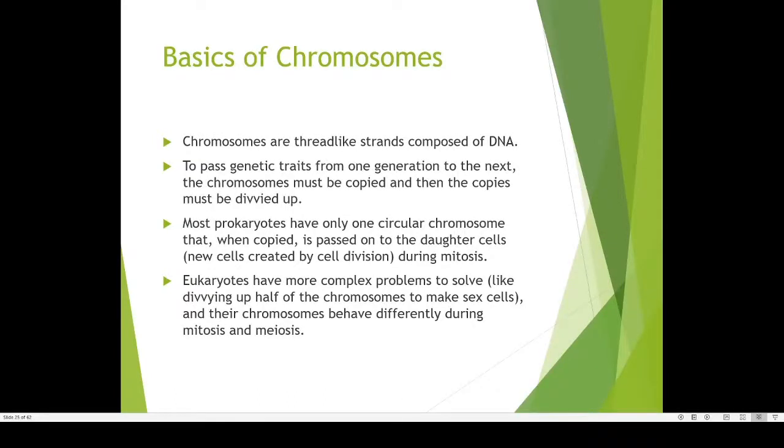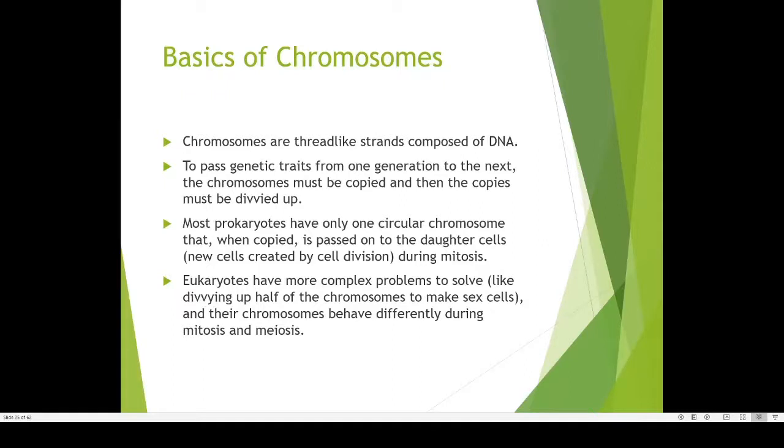Basic chromosomes. Chromosomes are thread-like strands composed of DNA. To pass genetic traits from one generation to the next, the chromosomes must be copied, and then the copies must be divvied up. Most prokaryotes have only one circular chromosome that, when copied, is passed on to the daughter cell, or the new cells created by your cell division during mitosis.